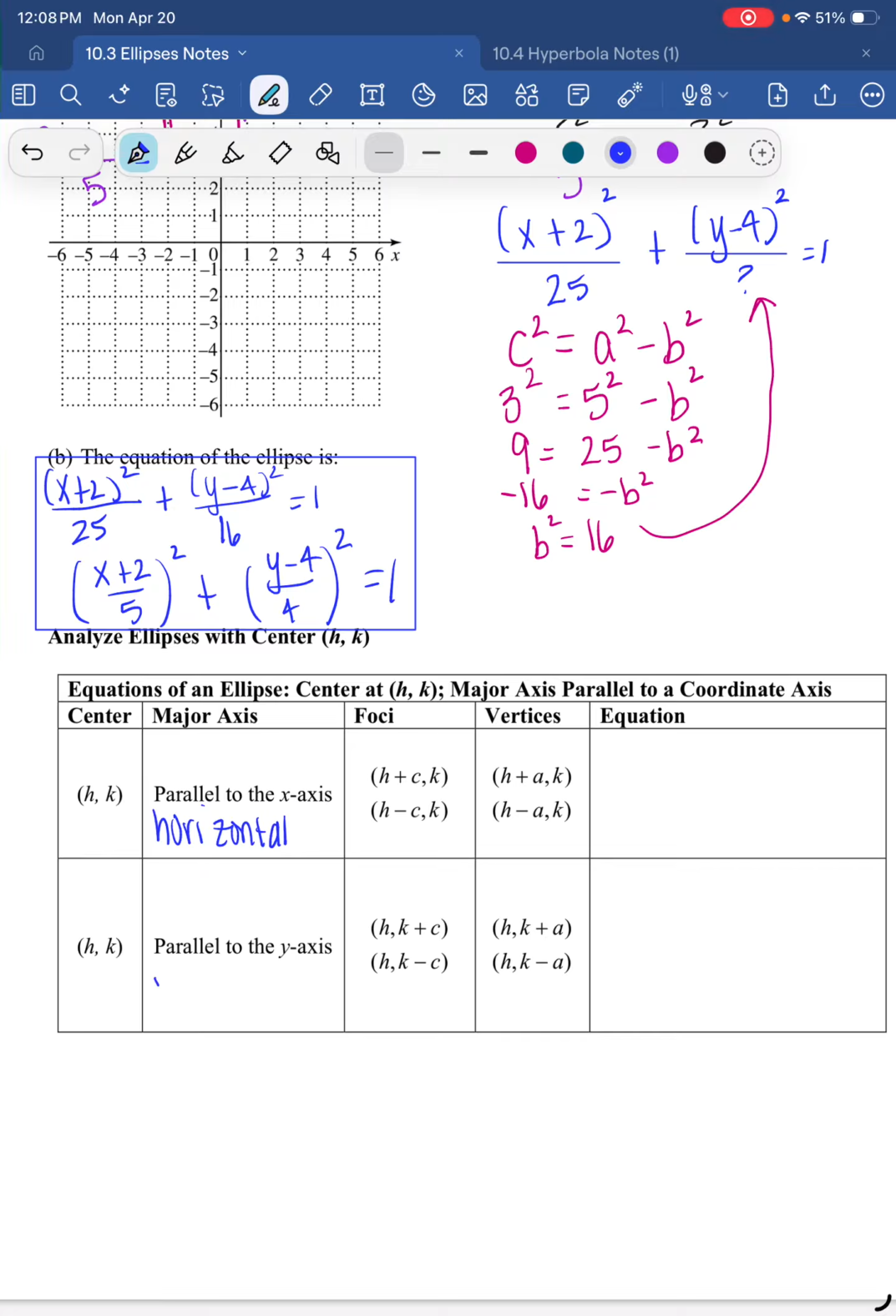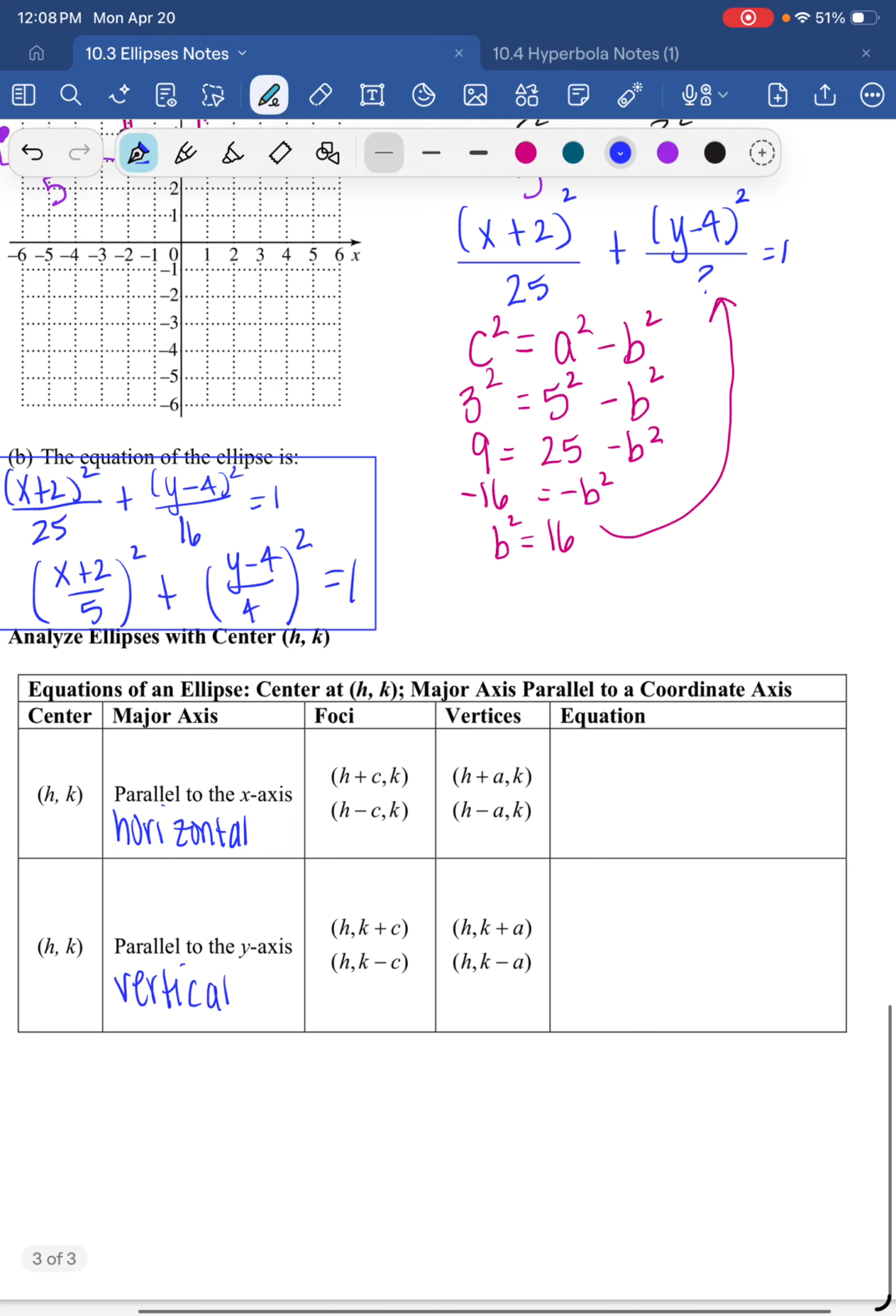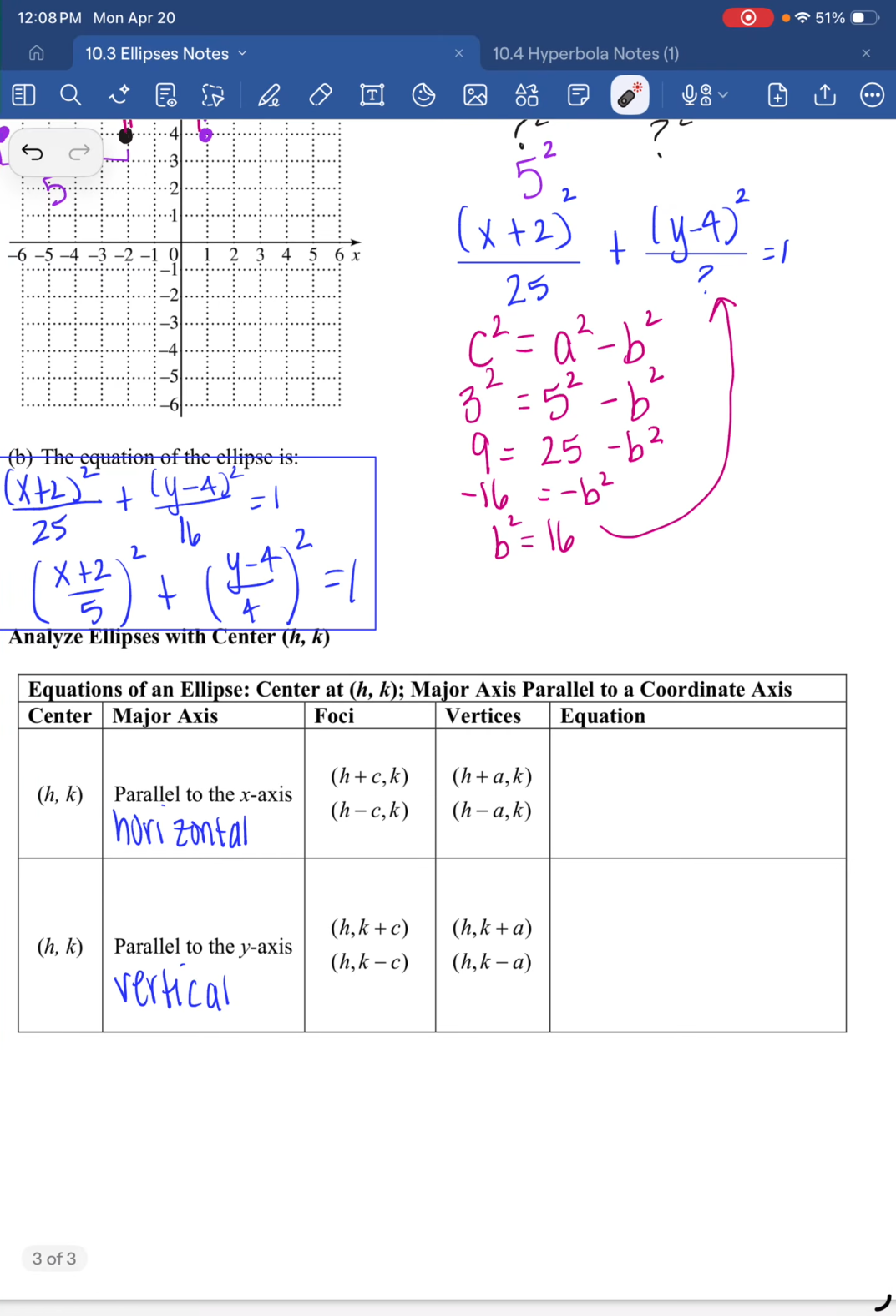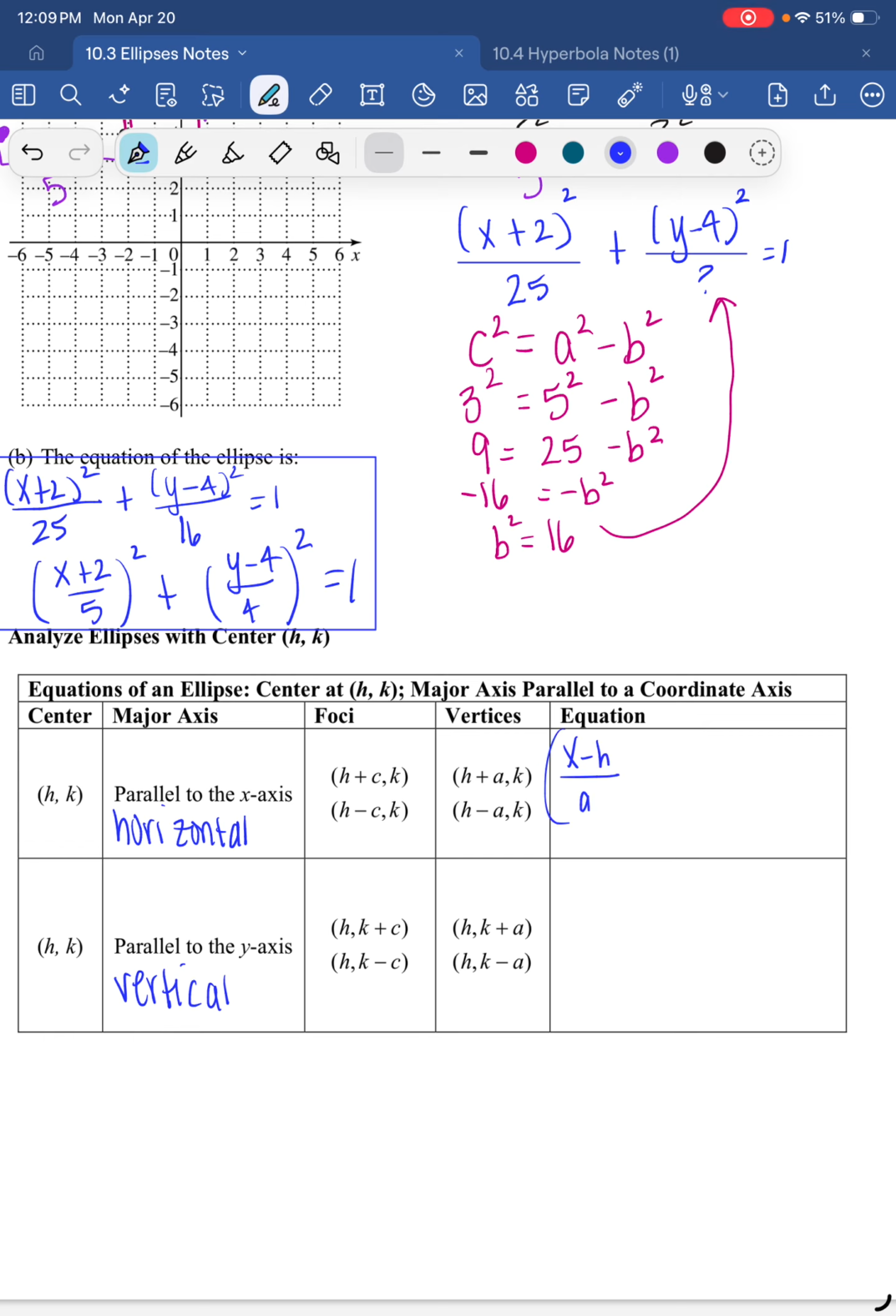So this one's going to be vertical. The vertices, add and subtract from h for horizontal. And if it's vertical, you add and subtract from k. And then the equation we've already done: (x - h) squared over a squared plus (y - k) squared over b squared is 1. And then if it is vertical, we're going to switch a and b.